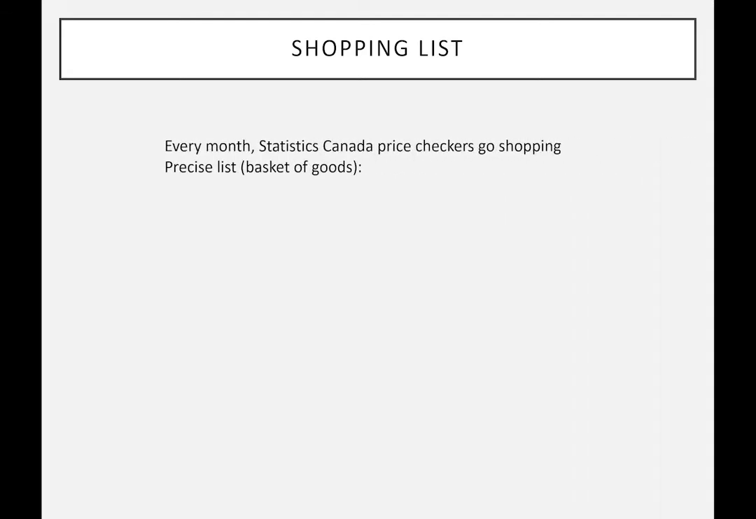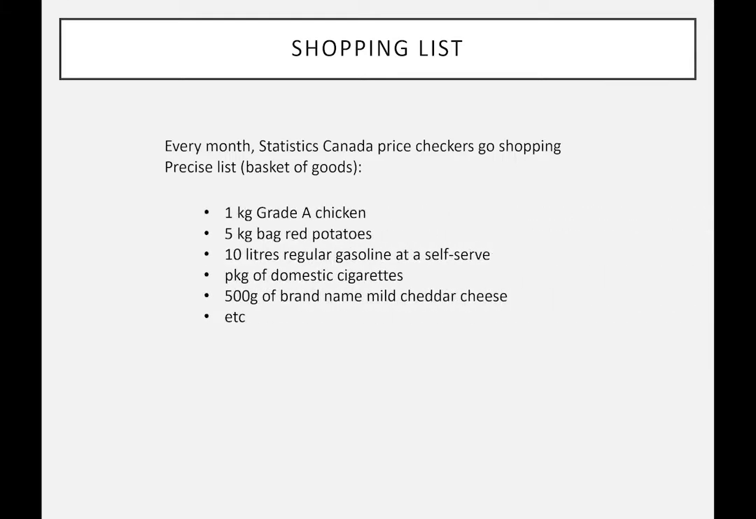Well, every month, Statistics Canada has employees. They're called price checkers, and basically what they do is go shopping. These price checkers have a very, very precise list of items on their grocery list. The technical term for this, by the way, is a basket of goods. So, for example, the list might have something like 1 kilogram of grade A chicken, 10 liters of regular gasoline bought at a self-serve station, a package of domestic cigarettes, 500 grams of cheddar cheese, it might have imported cheddar cheese or domestic mild cheddar cheese. The list can be extremely precise.